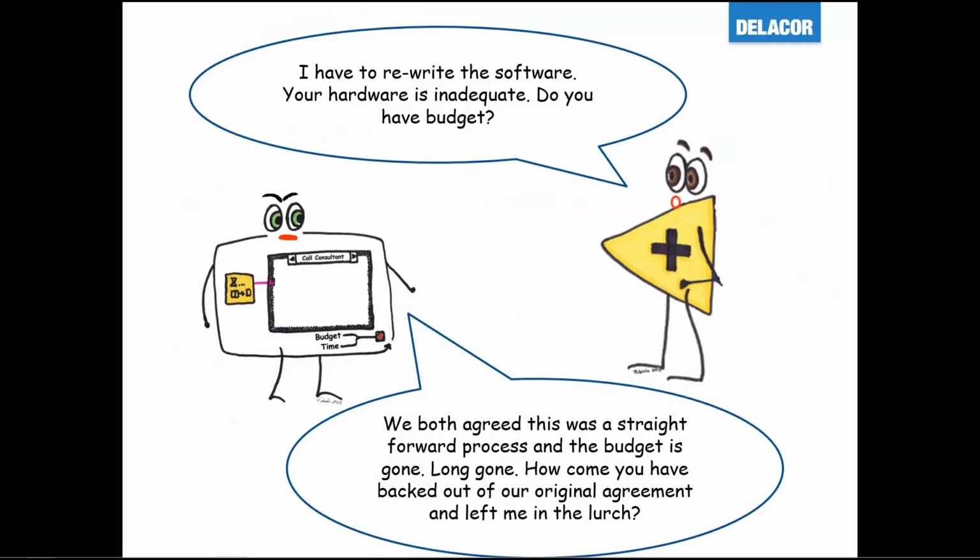Okay. Anyway, at this point, what should the developer do? What should the project manager do? The end user is saying, oh, wait, we said this is a straightforward process and the budget is gone. It's long gone. How come you backed out of the agreement? You've left me in the lurch. There's the architect, note the cape is gone. I'm going to have to rewrite the software. Your hardware is inadequate. Do you have budget? Anyway, what's the problem here?